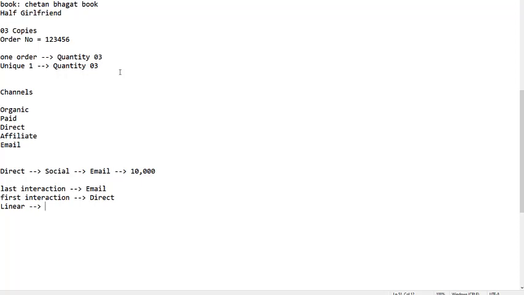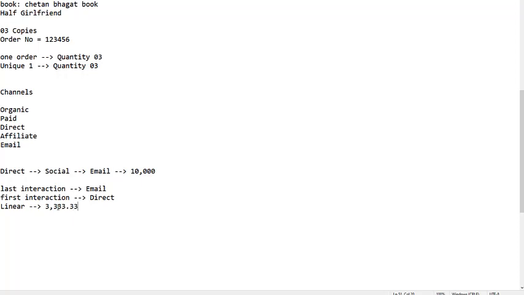What I do in the linear model is take a revenue of 10,000 rupees and split it equally among all three. That's linear. I would say direct is responsible for 3,333 rupees, social also the same, email also the same. In the first-interaction model, direct is responsible for 10,000 rupees. And here I am going to say every channel is responsible for this much of revenue.